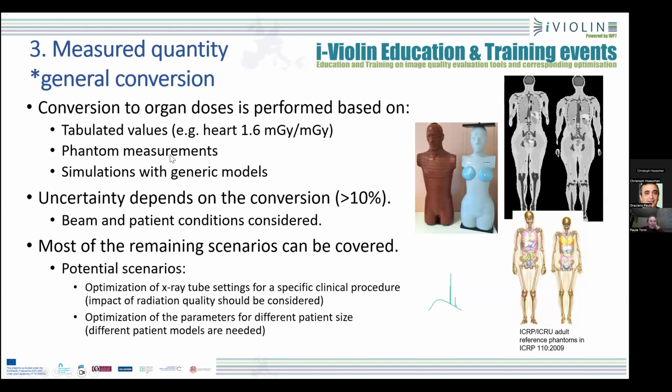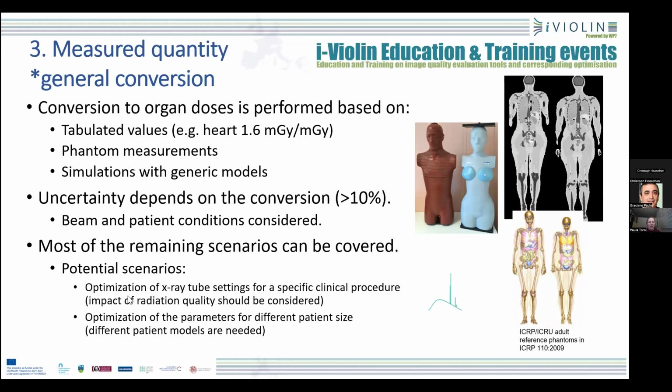So with this system that we have, measured quantity and general conversion, we can actually cover most of the scenarios where we need dosimetry. For example, if we want to just optimize dose, we don't even need to go to organ dose. We can just estimate the dose level with the CTDI alone.